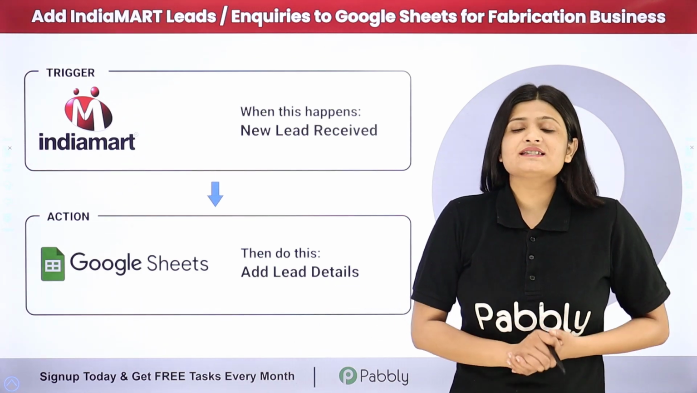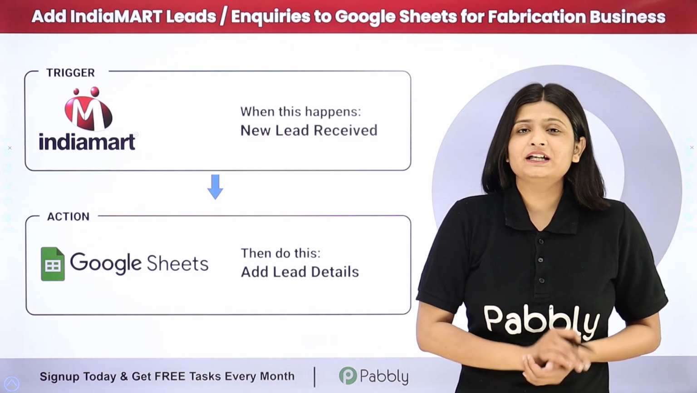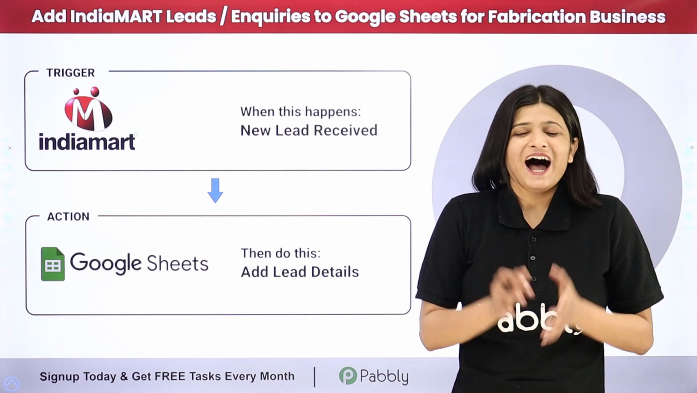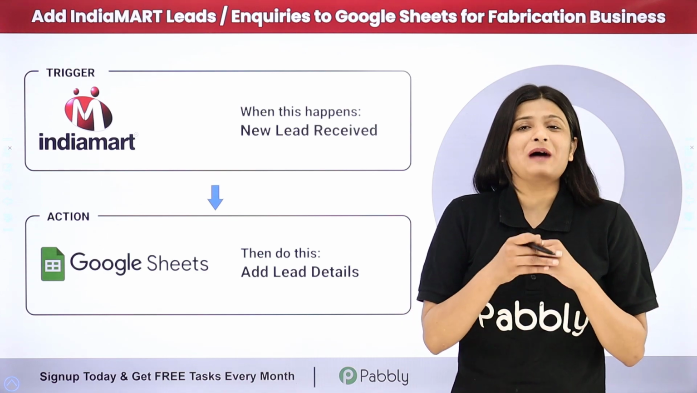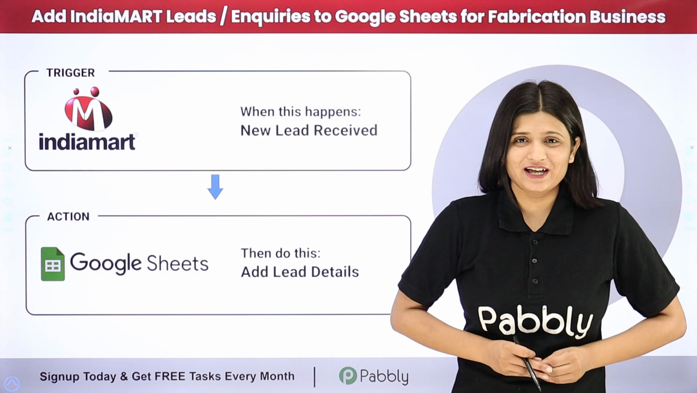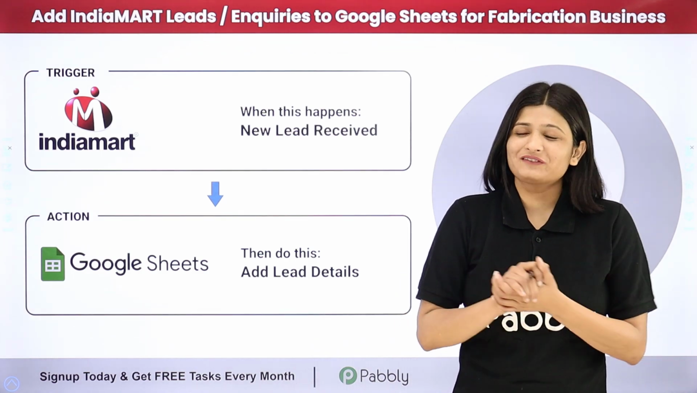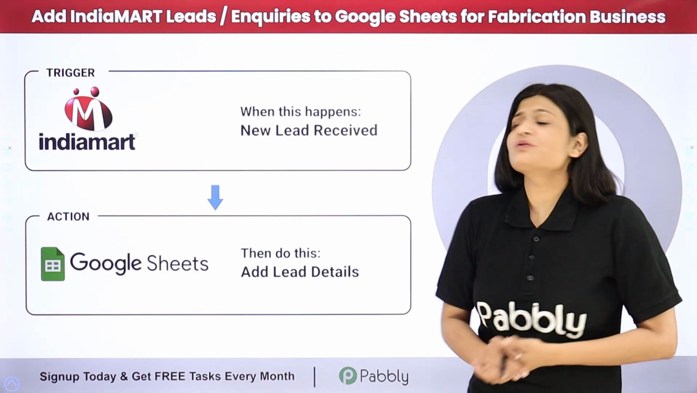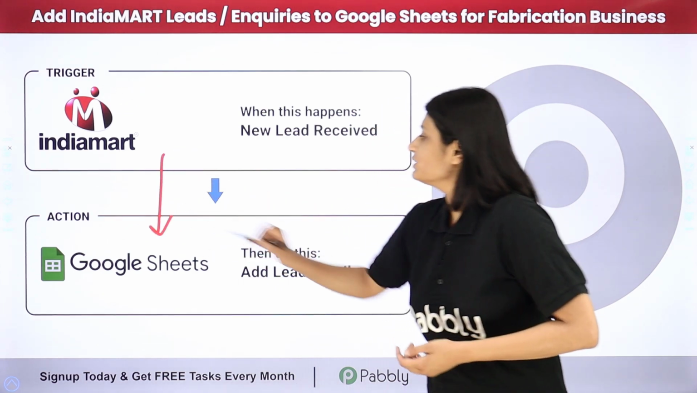Doing this manually is a very time consuming task, so I am going to completely automate this process, and to do this automation I am going to use Pabbly Connect. Pabbly Connect is an amazing automation and integration software which requires no coding or programming skills. Here I just need to build a connection between IndiaMART and Google Sheets.